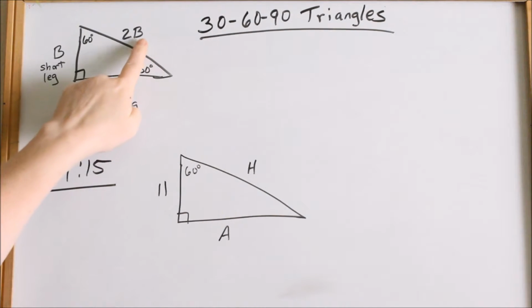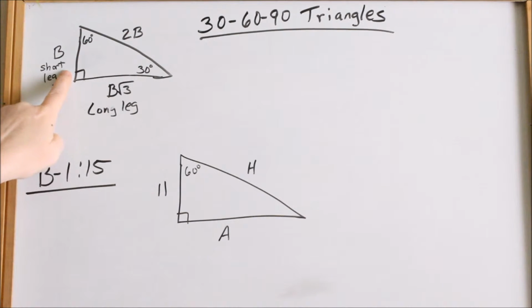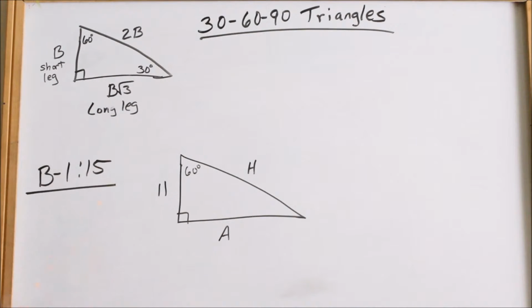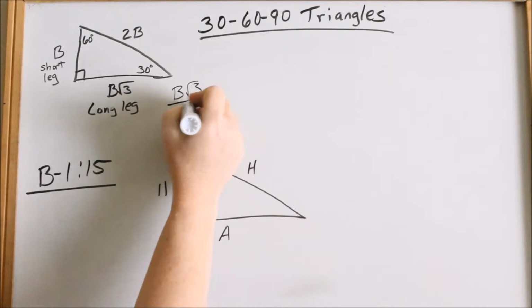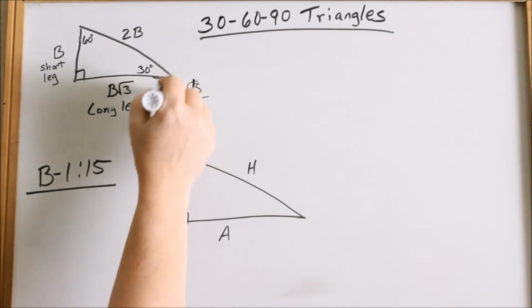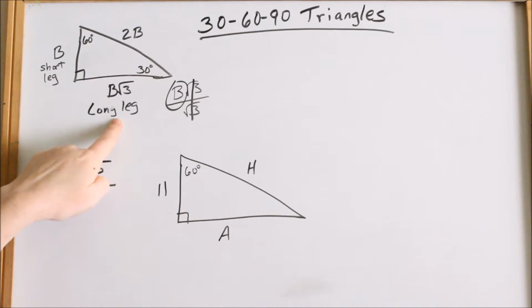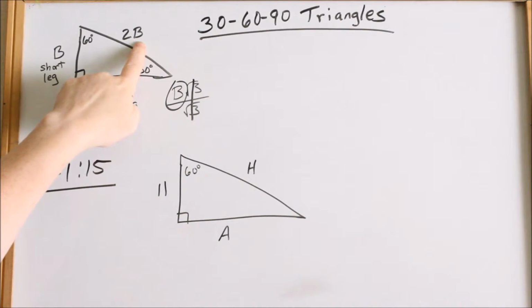Okay, what if you're given the hypotenuse? If you're given the hypotenuse, it's easier. Take your hypotenuse, divide it in half to get your short leg. Then once you know your short leg, multiply by square root of 3 to get your long leg. Okay, what if you are given your long leg? To go from the long leg to the short leg, you divide by square root of 3. Because if you took B square root of 3 and then divided by square root of 3, those would cancel and you're just left with B, which is the short leg. So if you're given the long leg, divide by square root of 3 to get your short leg. Then once you know your short leg, you can multiply by 2 to get your hypotenuse.